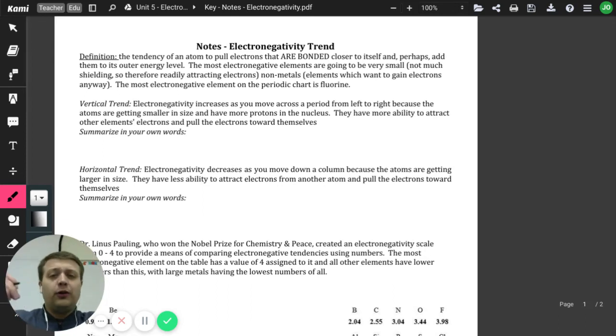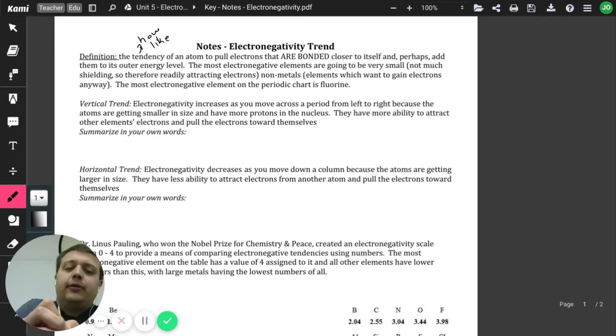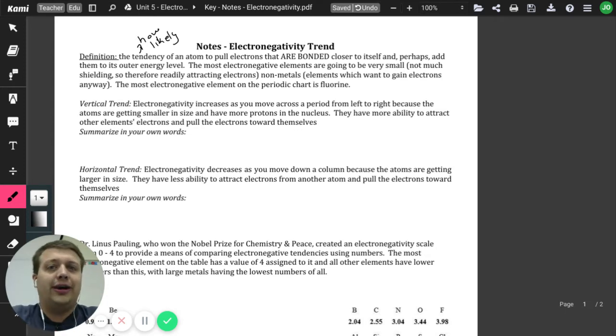First off, for electronegativity, you do need to know what the definition is. The definition is the tendency of an atom to pull electrons that are bonded closer to itself, and typically that's going to be into their valence shell. Remember, tendency is essentially how likely. So how likely an atom is to pull an electron into itself, specifically into its valence shell.